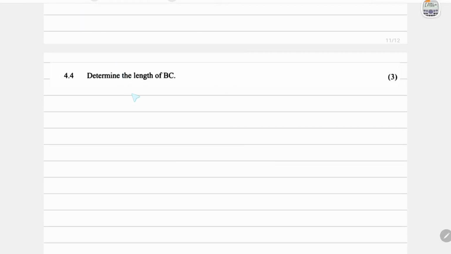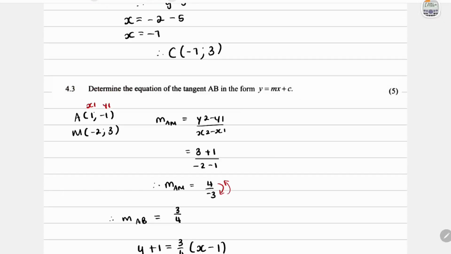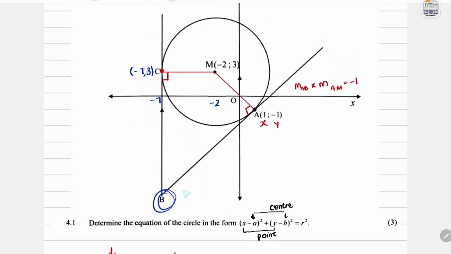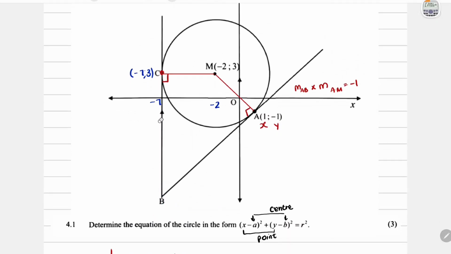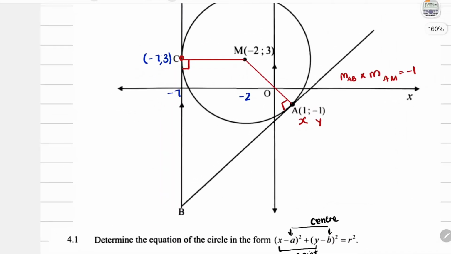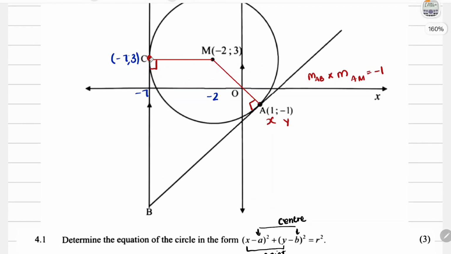Okay, 4.4 says determine the length of BC. Let's go ahead and see what BC looks like. They want us to find the length of BC. Now here, this is a vertical line, right? So with vertical lines, you just have to take the y value. Take the y value of the highest point, and if you subtract it by the y value of the lowest point, you're going to end up with the distance of that line.